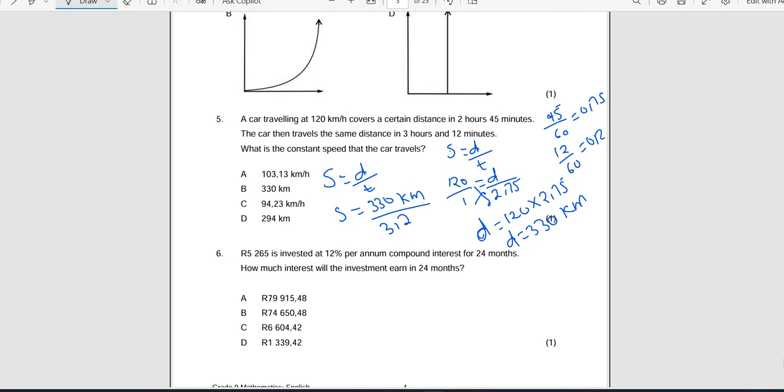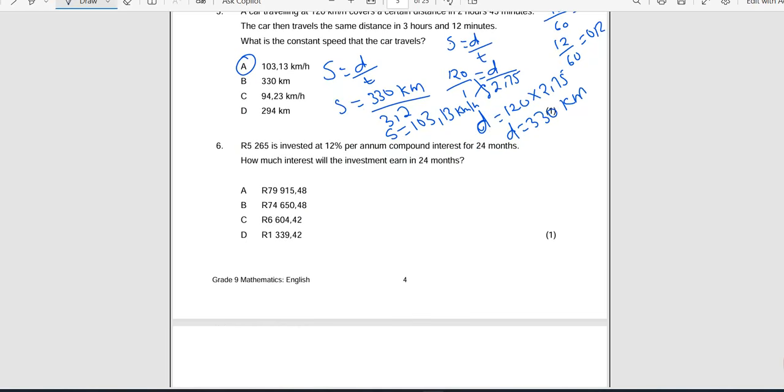And then speed S now is going to be 103.13 kilometers per hour. The correct answer is A. Okay, guys, let's proceed to the next question, number 6.